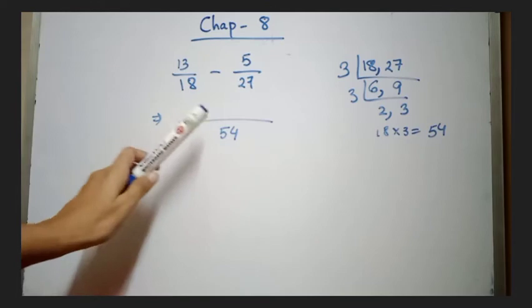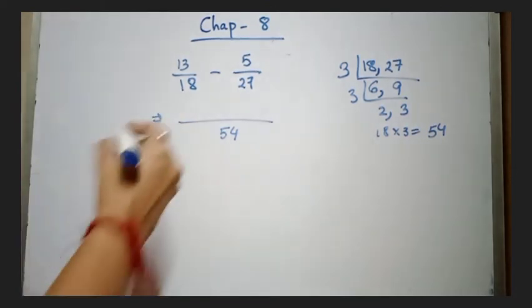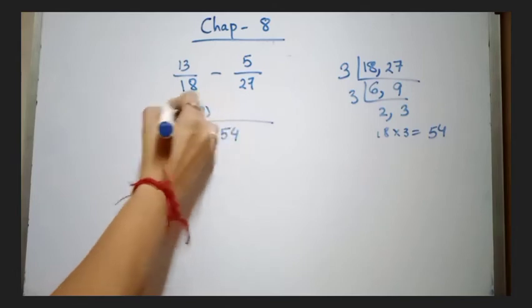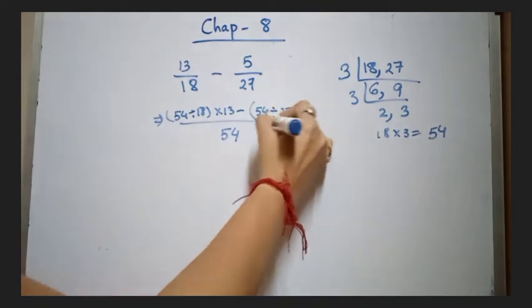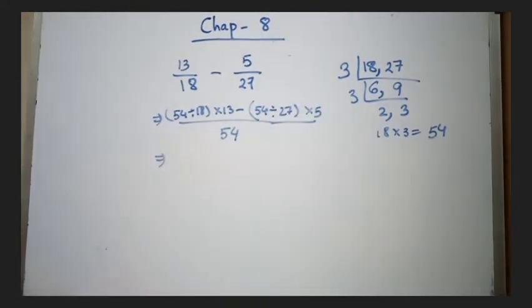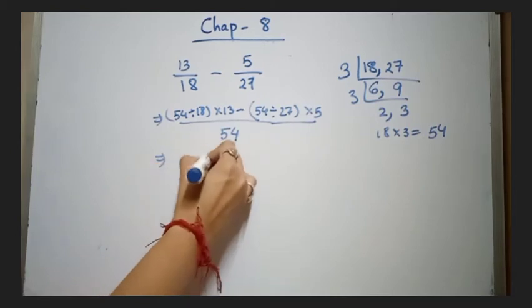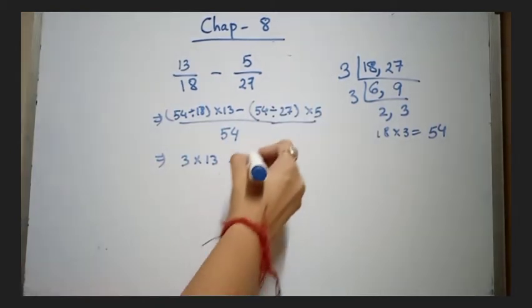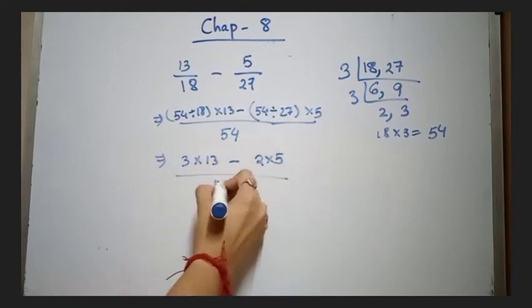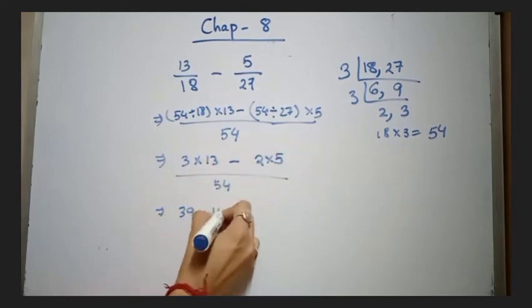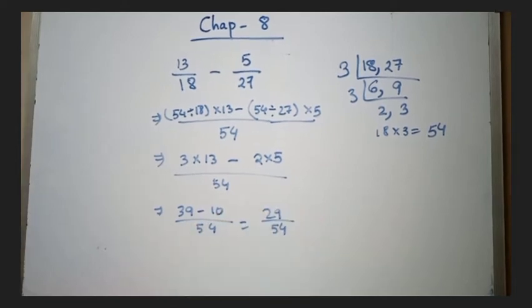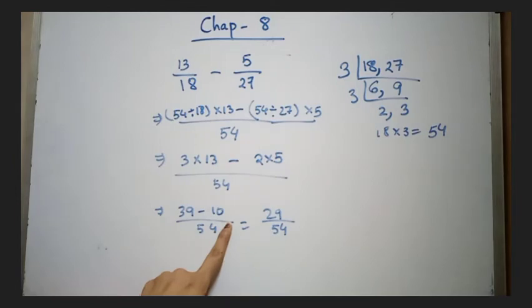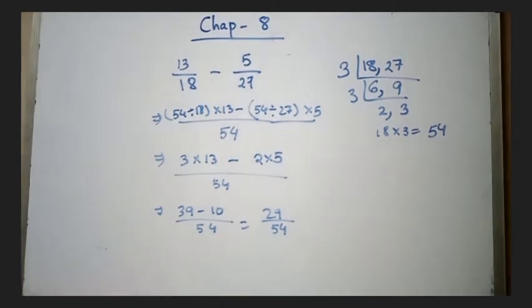Next, what is the process? We have to divide this 54 by 18 and then multiply it with 13. Then the same thing will happen and multiply with 5. So 54 divided by 18 we get 3, into 13, and 54 divided by 27 we get 2. So we get 39 minus 10 by 54, and that is 29 by 54. See this sum, you can do this sum because here this number is greater and this one is smaller. So you know how to do this subtraction.